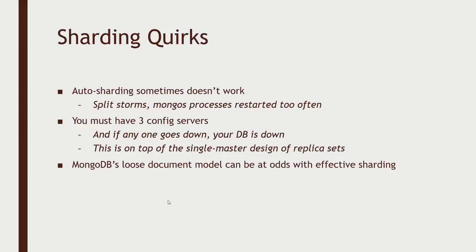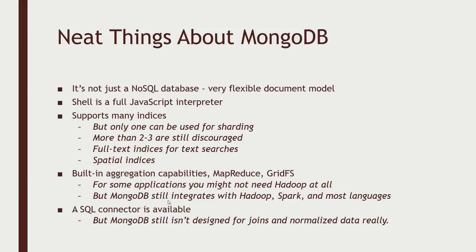And the other thing too is, like I said before, even though MongoDB offers a very loosely defined document model, it doesn't mean that your document model should be loose. If you're going to be doing sharding and actually handling big data, you still need to think about having some single primary key that is unique to each document that you're going to be sharding on.